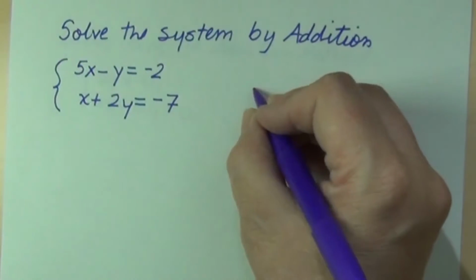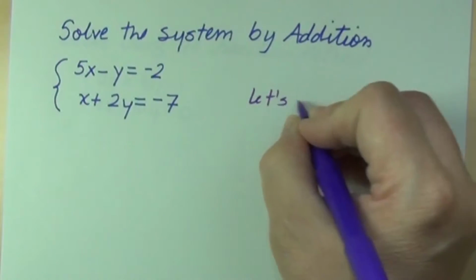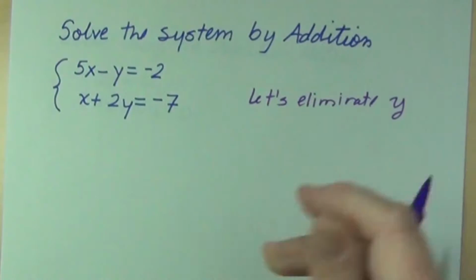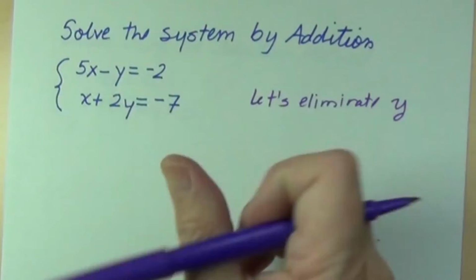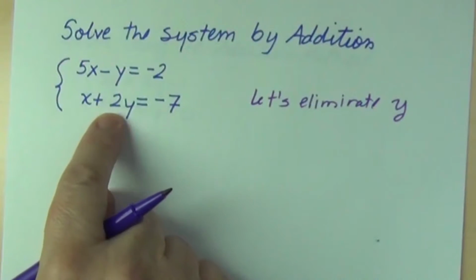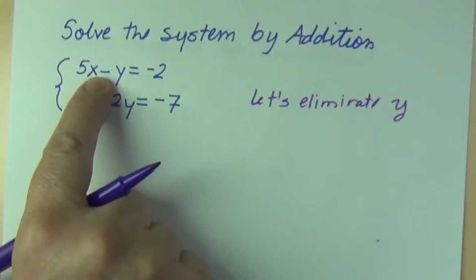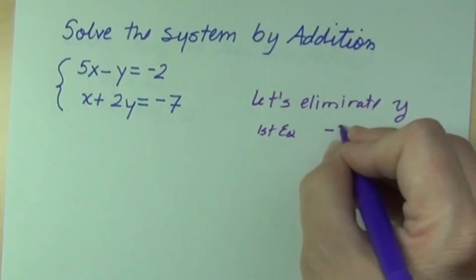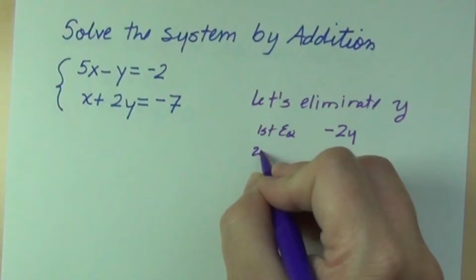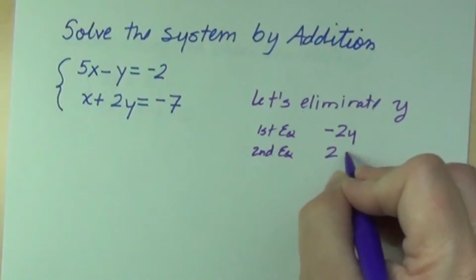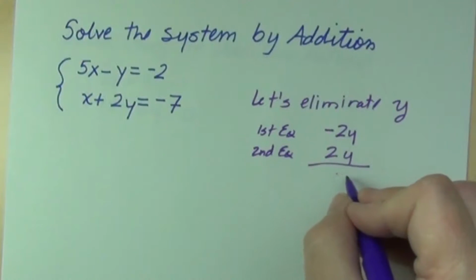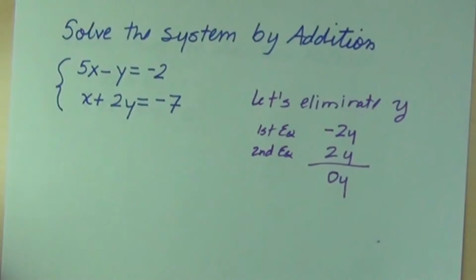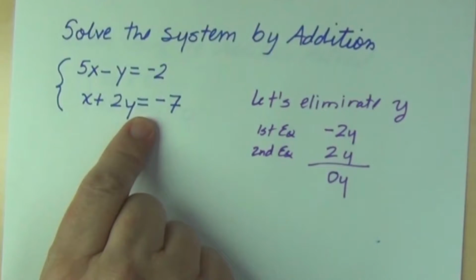My plan initially is to eliminate the y. In order to eliminate the y, I don't want to have any y's. So what would you need to add to a positive 2 in order to get a 0? You would need a negative 2. So I want the first equation to have negative 2y, and I want the second equation to have a 2y, so that when I add those together I get 0 y's, and I've eliminated the y's. Okay, that's the plan.